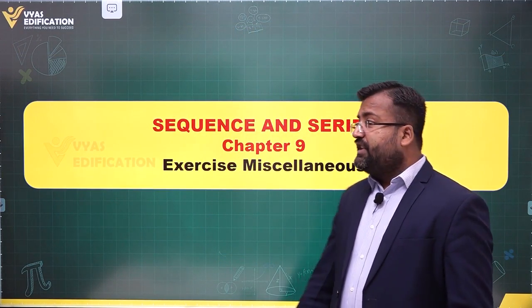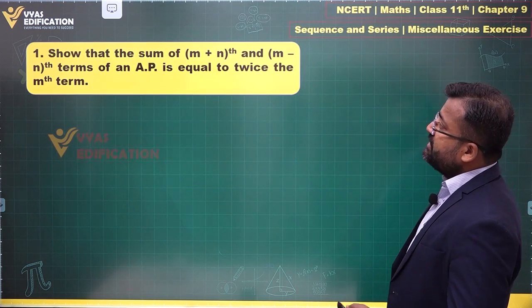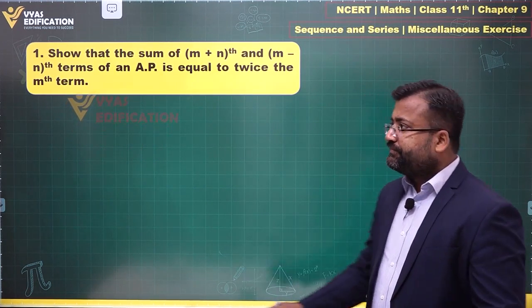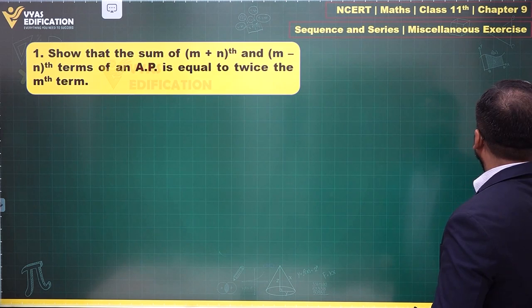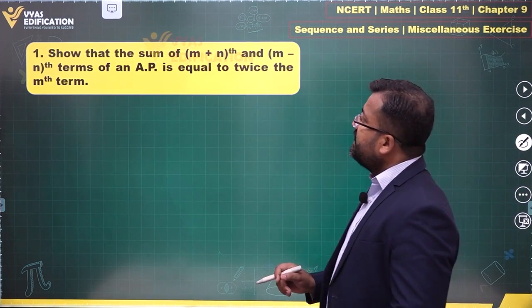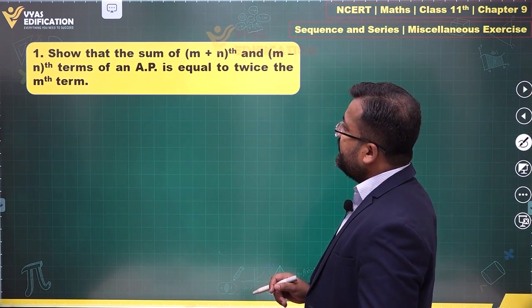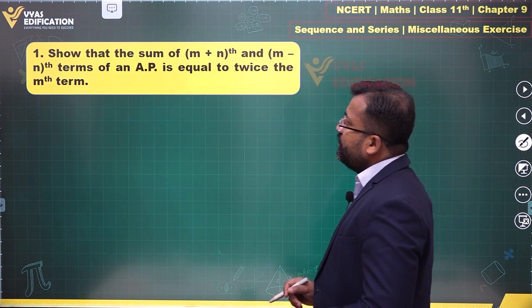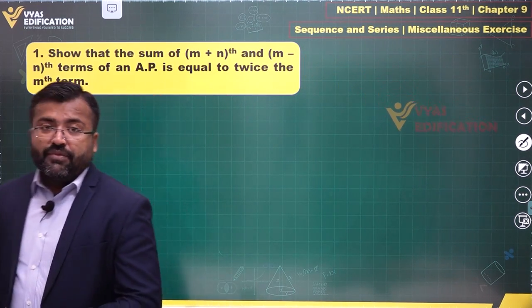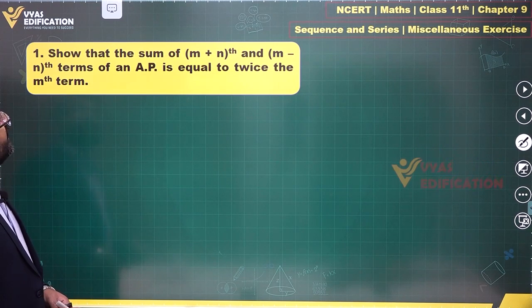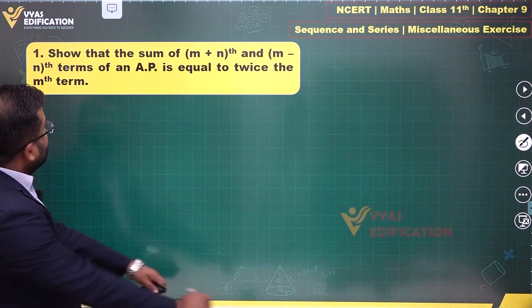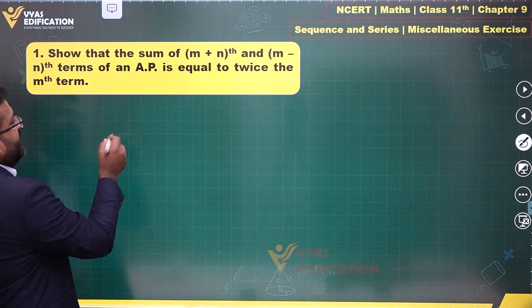The first question of this miscellaneous exercise, as you can see, is this. Okay. And what do we have? Show that the sum of m plus nth and m minus nth terms of an AP is equal to twice the mth term. Okay. So, we are talking about sum of m plus nth and m minus nth terms of an arithmetic progression.